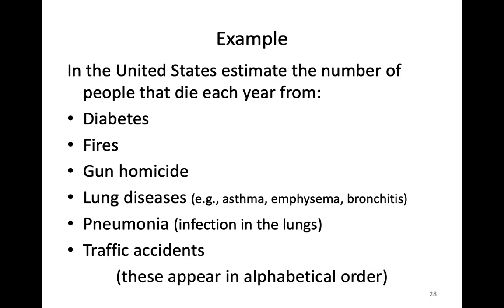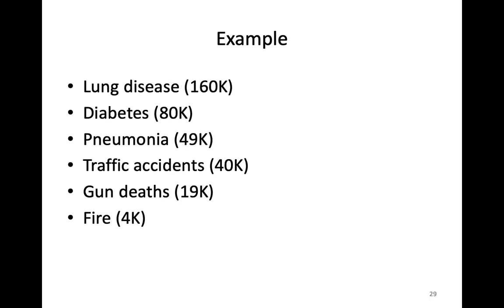So here's the real numbers. As you can see on the list, it's much more common for people to die of lung disease, followed by diabetes, and then pneumonia. Interestingly, people are more likely to estimate that people die from gun death or gun homicide than pneumonia. Why is this?